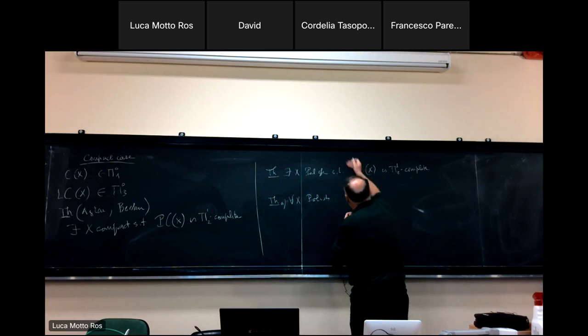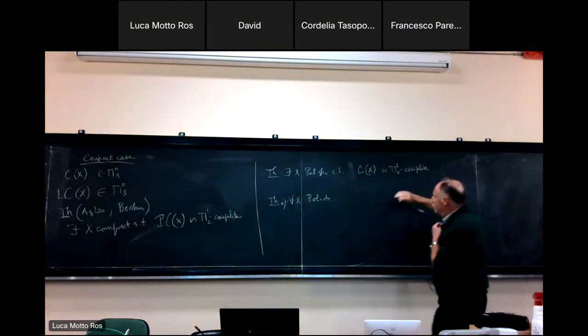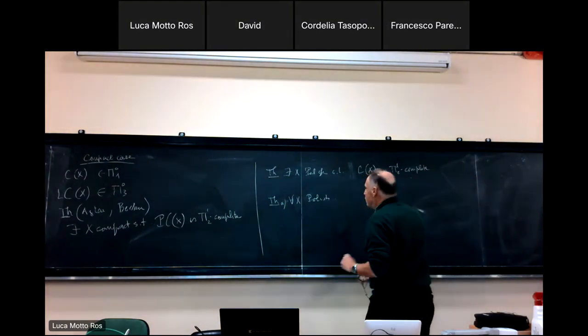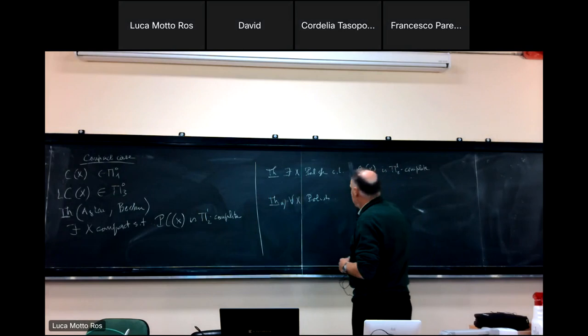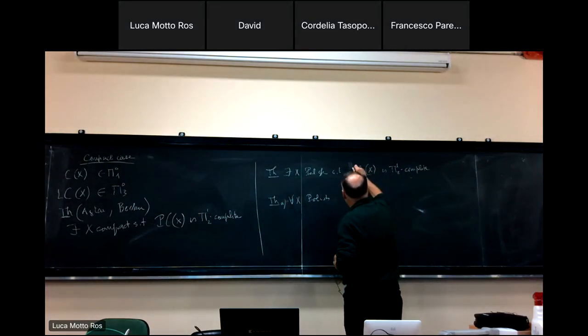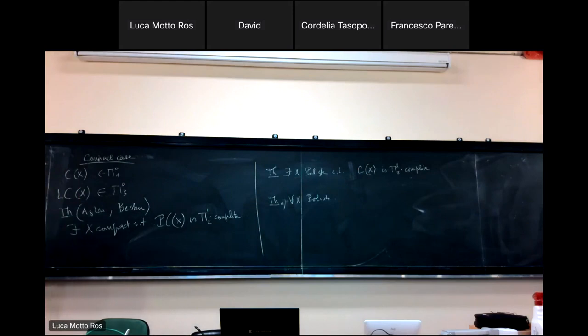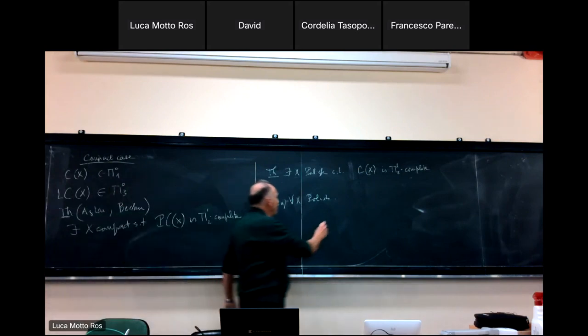Sorry. This was for connected. I'm lost. No, C of X is already... What is missing? We said, oh, PC of X is, no. I changed the order in my mind, so I'm sorry. So this one is about C of X.